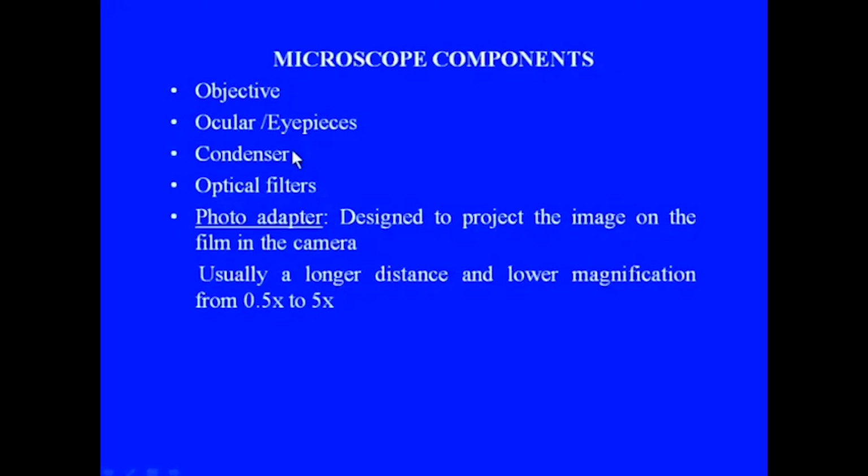Then there could be optical filters, diaphragms or, as we say, apertures, and photo adapters, which are utilized for filming or in a camera. Now, here we are going to discuss three of them, that is objective, ocular and condenser lens.